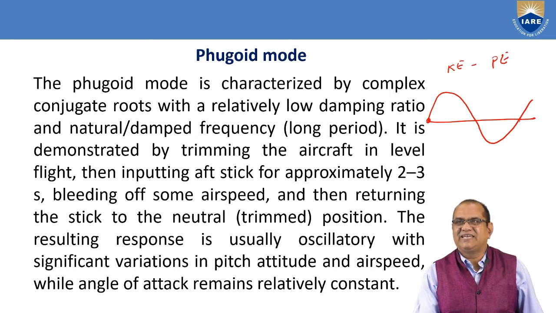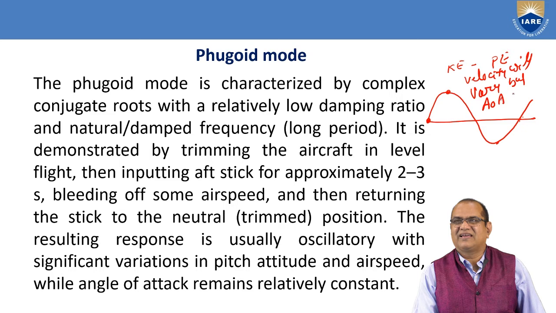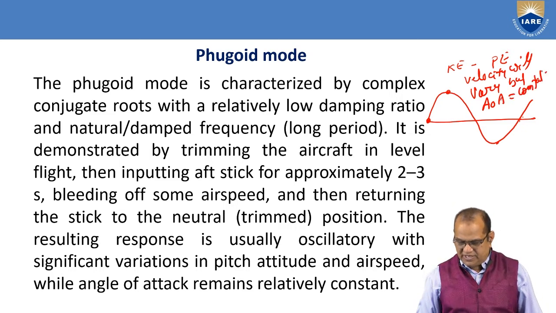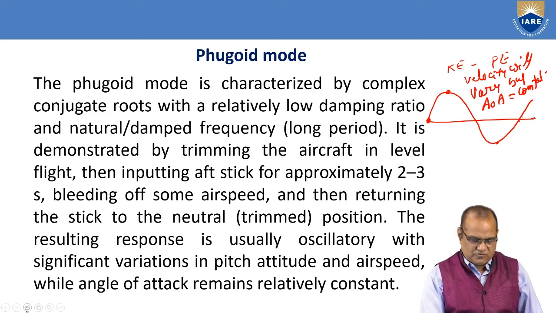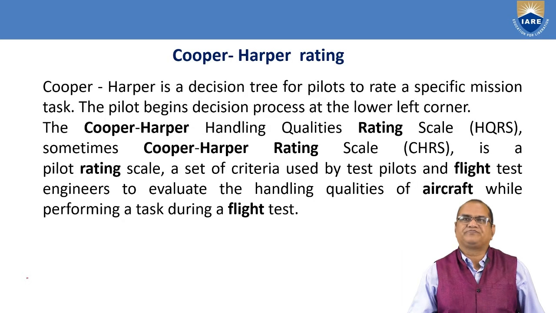So here it is at zero velocity, and this goes to potential energy, again it is kinetic energy, again potential energy. So all this energy transformation takes place. Velocity will vary, but angle of attack will be constant. Okay, so these things we have to understand: this is the Phugoid mode.